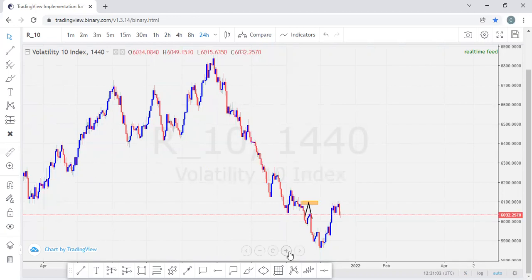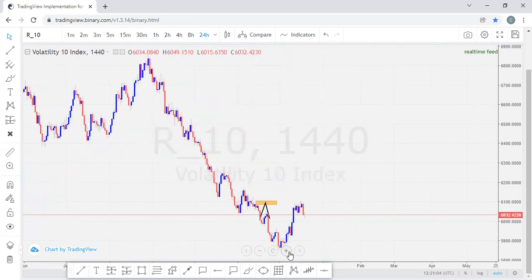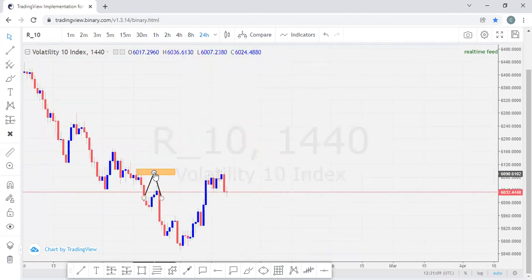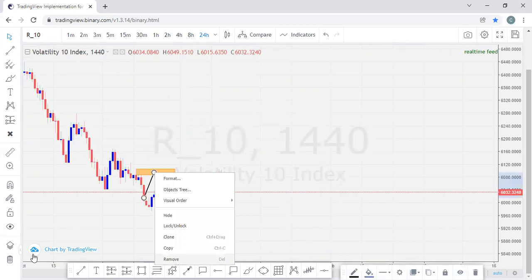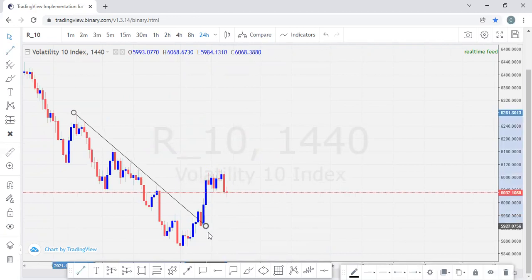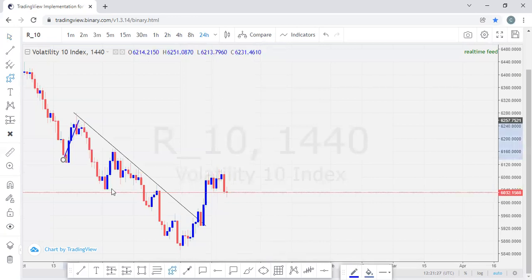So the important thing is the current market information. Let's remove all the drawing tools. You can see if we draw a trend line from here to here, the market was trending downwards. And using the polyline tool, you can see our lower high, our lower low, our lower high, our lower low, our lower high, our lower low, our lower high, and then our lower low.